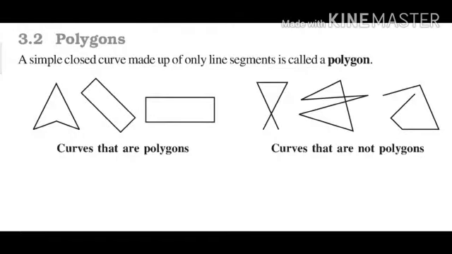Now, after understanding the simple plane curve, let us try to understand the polygon. A simple closed curve made up of line segments is called a polygon. If you join line segments, whatever figure you get is going to be a polygon. You can see examples of curves that are polygons and curves that are not polygons.